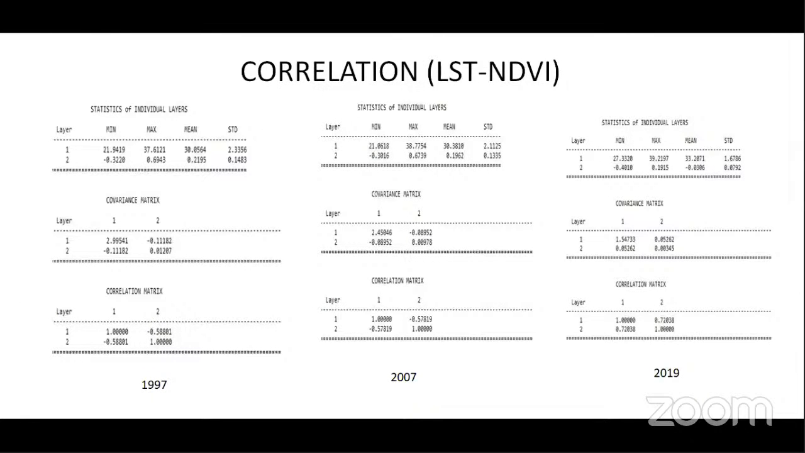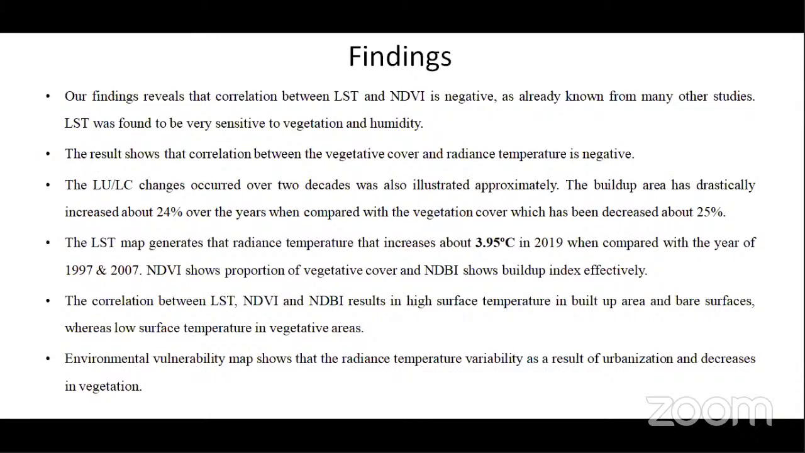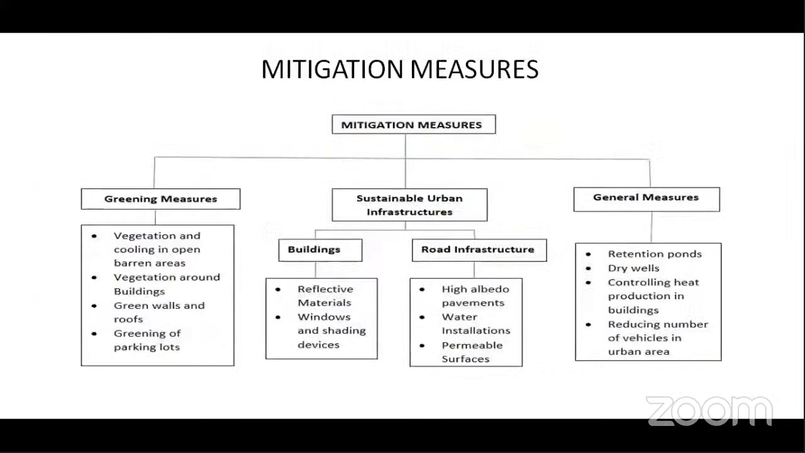Then the LST and NDVI correlation. The strong negative correlation of NDVI and LST indicates that healthy green vegetation lowers the surface temperature effectively. This is our finding. So the LST map shows a gradient temperature increase of about 3.95 degrees Celsius in 2019 when compared with the years 1997 and 2007. The environmental vulnerability map shows that the gradient temperature variability is a result of rapid urbanization, ultimately causing decreases in vegetation. So these are the mitigation measures which will be helpful for climate change mitigation.